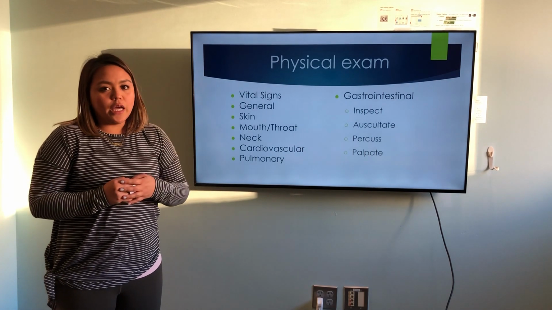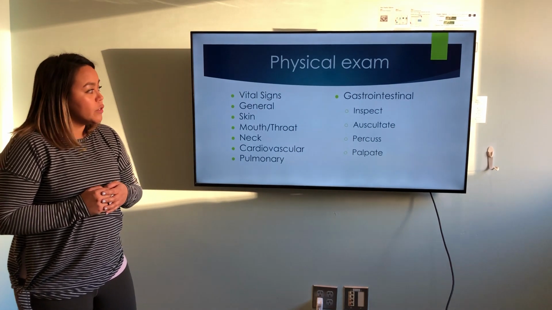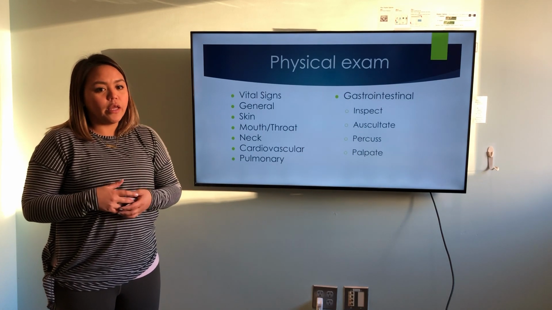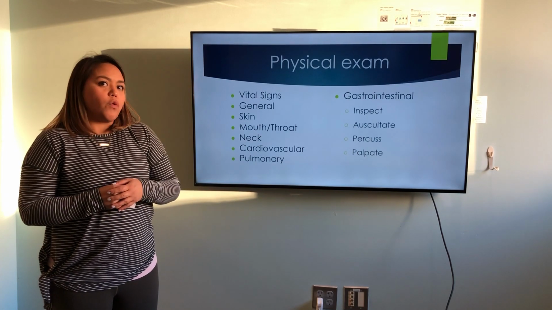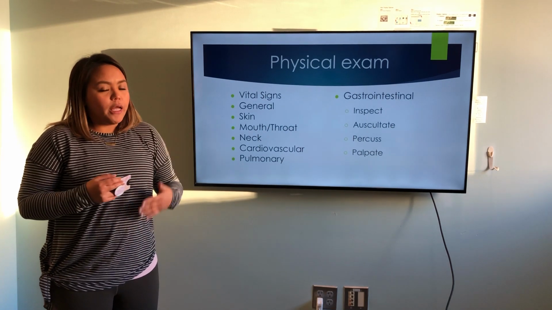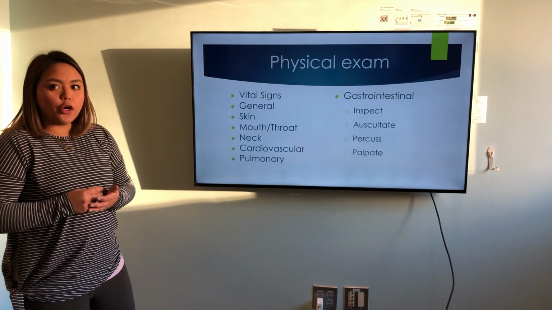Next, you want to auscultate using your stethoscope. Listen to the bowel sounds. Next, you want to percuss. Is there gas or fluid? And lastly, you want to palpate. And when you palpate, you're looking for tenderness, masses, and things of that nature.